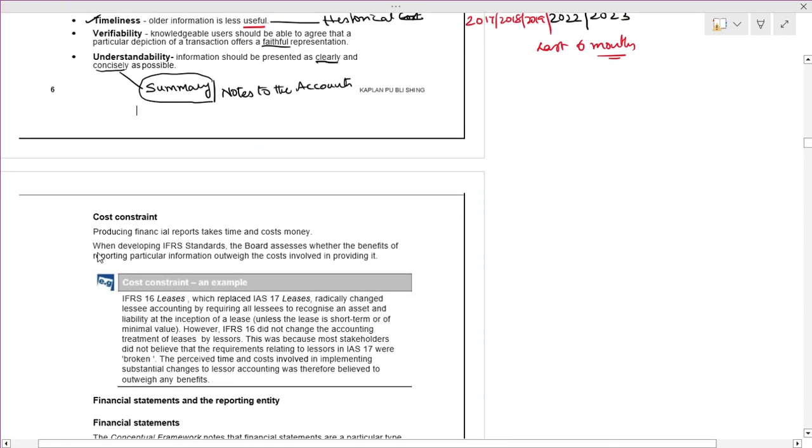You are talking about cost constraints also. We are taking into consideration that producing financial information takes time as well as cost. For example, here we are talking in terms of IFRS 16. We will cover this. It is too early to talk about this, very too early, but keep it in mind. IFRS 16 talks about leases.